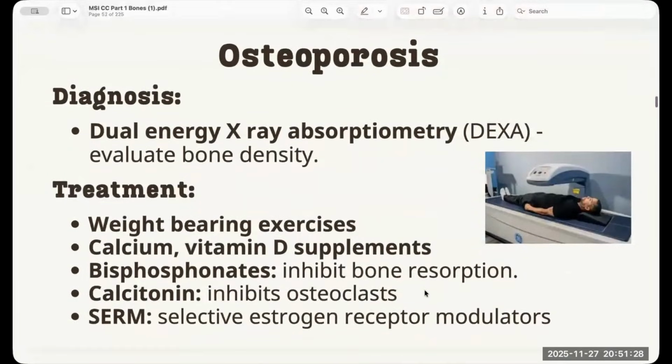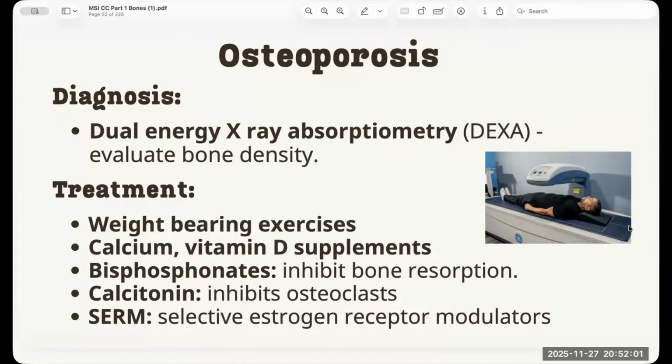Okay, how is it diagnosed? The gold standard diagnosis process is DEXA scan, or dual energy X-ray absorptiometry. So I've attached an image here to show the DEXA machine, and the treatment of it is weight-bearing exercises, as I just mentioned. They are prophylactic and they are the treatment of it. So it's just lifestyle modification.